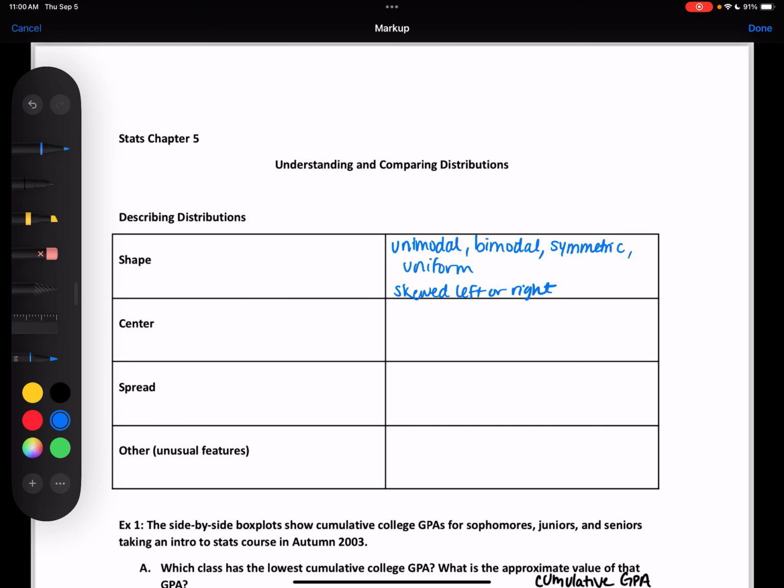What about center? What are our options? Is it median, or mean? Yep, median or mean. Median we use when it is multimodal or skewed. Mean is unimodal and symmetric.